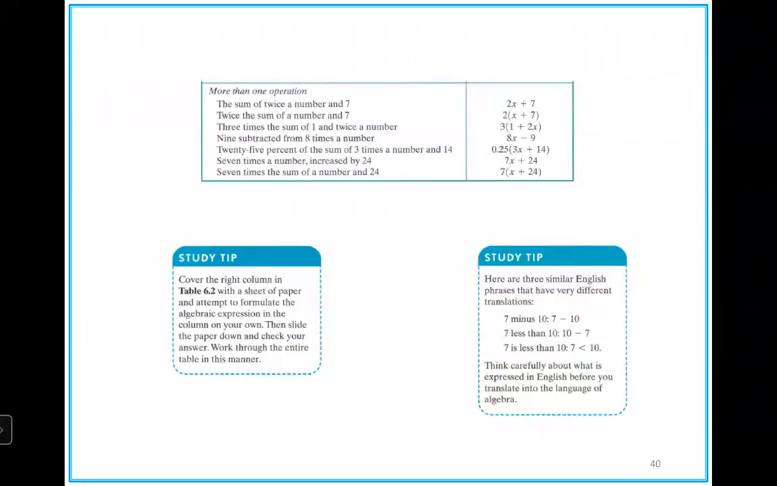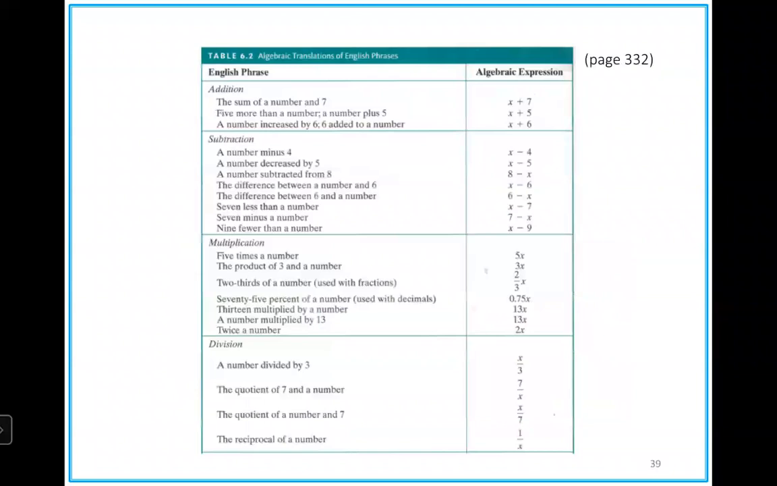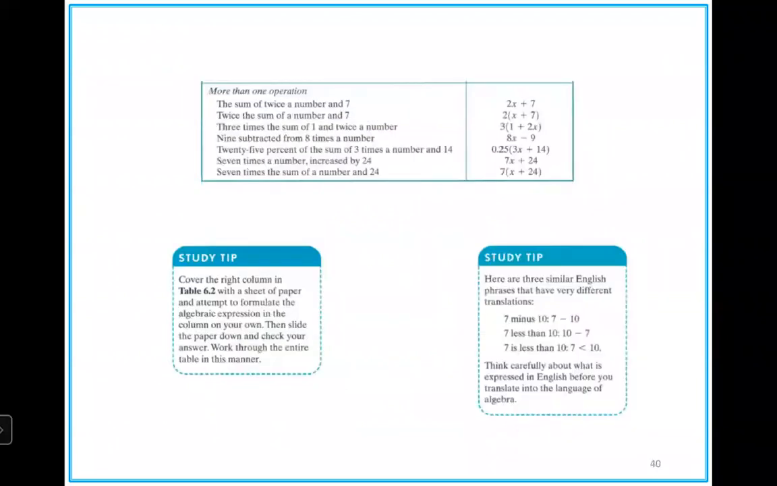In the study tip shown here, they're suggesting that you cover the right column in the table. This is Table 6.2. Cover the right with a sheet of paper and attempt to formulate the algebraic expressions in the column on your own. Then slide the paper down and check your answer. Work through the entire table in this manner. That's a really good exercise you can do on your own.